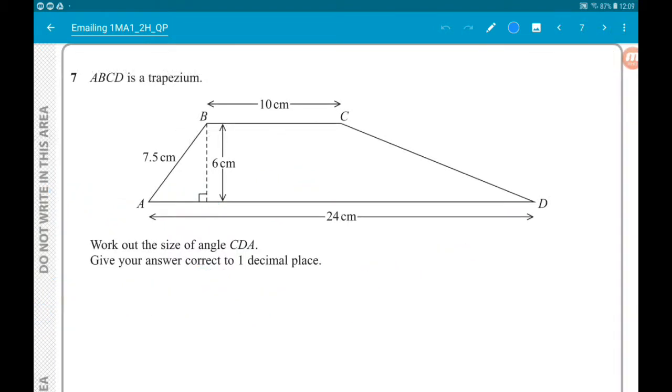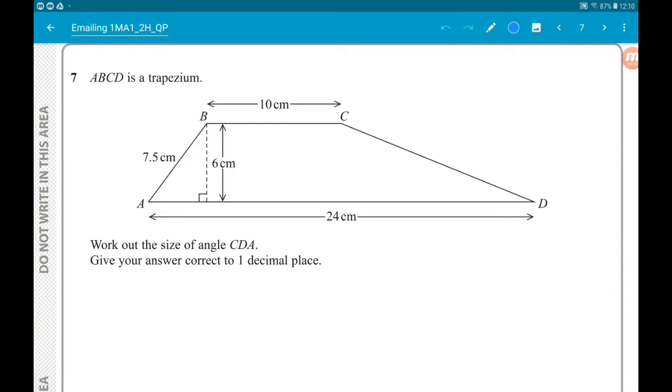Okay, number 7, so 5 marks. So ABCD is a trapezium, and we want to work out the size of angle CDA. And we want to give our answer to 1 decimal place.